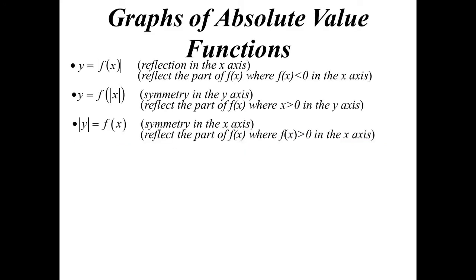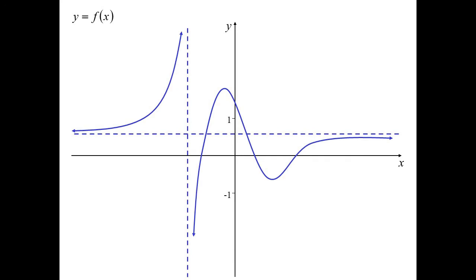What about if it's absolute value of y is equal to function x? Well, again, we're going to have some sort of symmetry involved in the x-axis here. This time, watch this carefully, reflect the part of the function where the function is greater than 0 in the x-axis. What does that mean? Okay, here's our picture. Below, again, will disappear. Absolute value of y equals function x, you could think of as y equals function x or minus y equals function x.